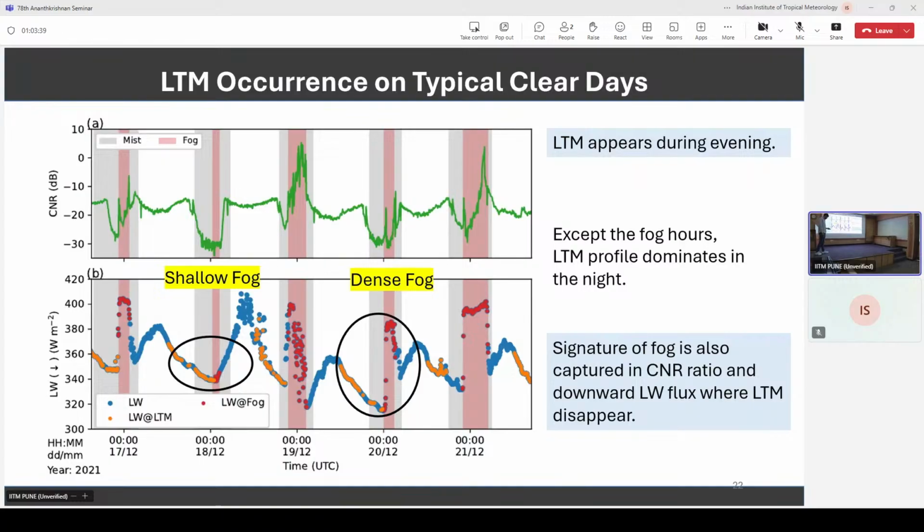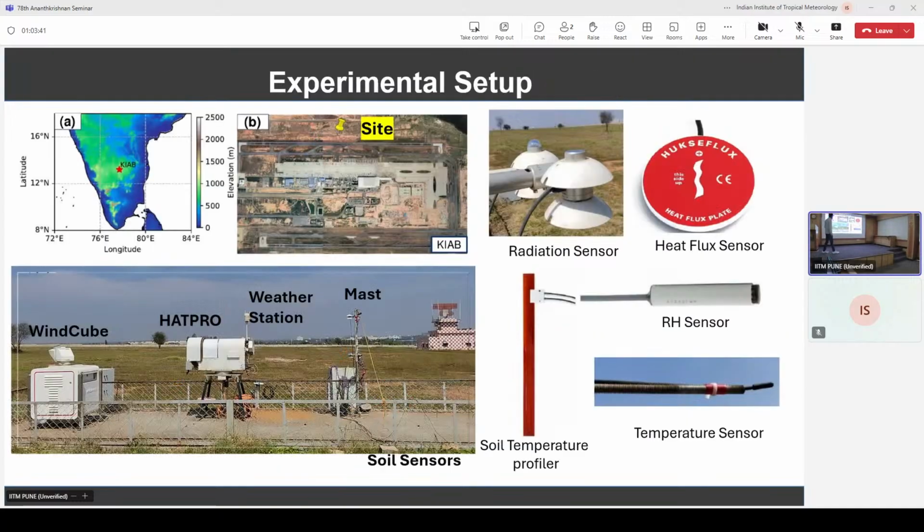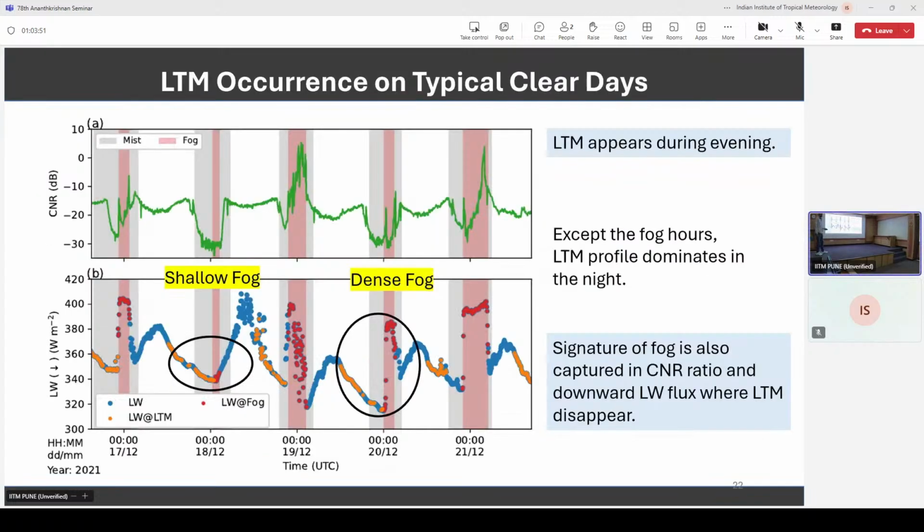Yeah. Yes. Where was this setup? Oh, this is near the Bangalore airport, 150 meters away from the north runway. Kempegowda International. Yes, yes, yeah. This is from K. Srinivasa.